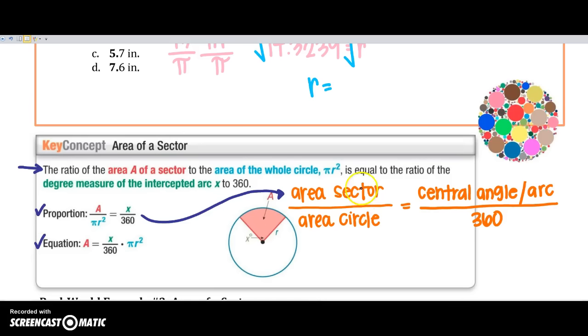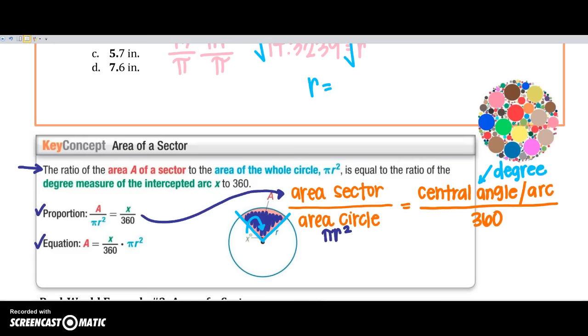So the area of a sector, which is the area of the part of the whole circle, over the area of the circle, and remember that can also be represented as pi r squared, equals the central angle over 360. Now remember, the central angle must be the angle of the sector we're dealing with. So make sure that that angle represents the shaded region or whatever sector you're using. That central angle is also going to be a degree. So it's going to be 100 degrees or 250 or however much over 360.